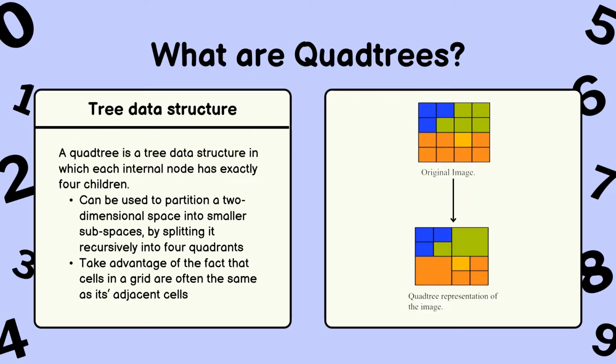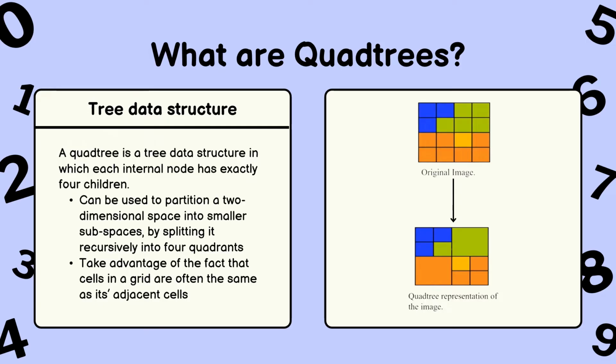Quadtrees are basically a tree data structure in which each internal node has exactly 4 children. It can be used to partition a 2-dimensional space into smaller subspaces by splitting it recursively into 4 quadrants. It also takes advantage of the fact that cells in a grid are often the same as its adjacent cells. If they are similar enough, there is no need to split it into 4 children nodes. The image on the right is a simple example of quadtree compression.